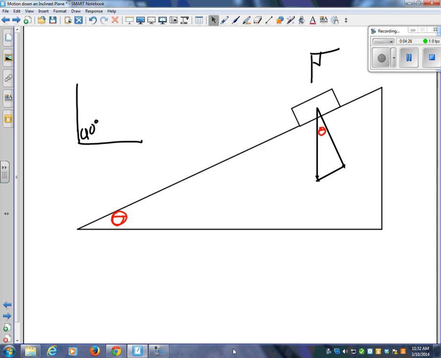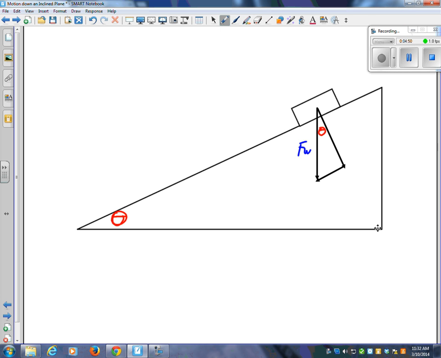Okay, so that's step one: those angles are equivalent to each other. Now, as I pointed out before, this is the weight force caused by gravity. It is straight down, right? Gravity is always straight down. But some of that gravity is acting down the plane. Think about it as a component.